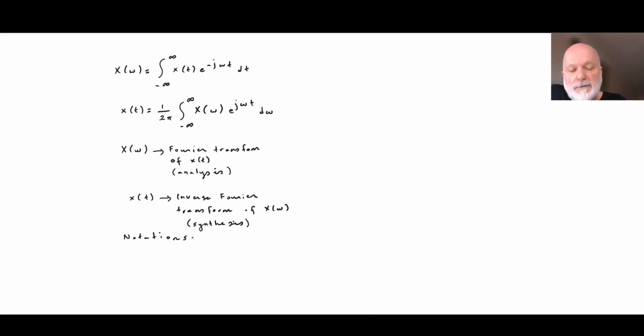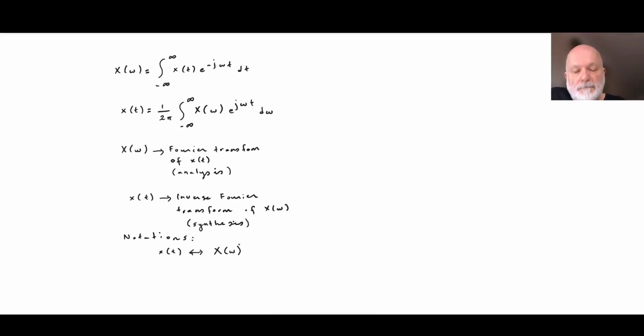I'm going to write down the notations, because there are different notations. One notation is to use this double arrow to express the Fourier transform pair x of t and x of omega. Remember, we used this notation in the Fourier series as the relationship between x of t and the Fourier series coefficients.